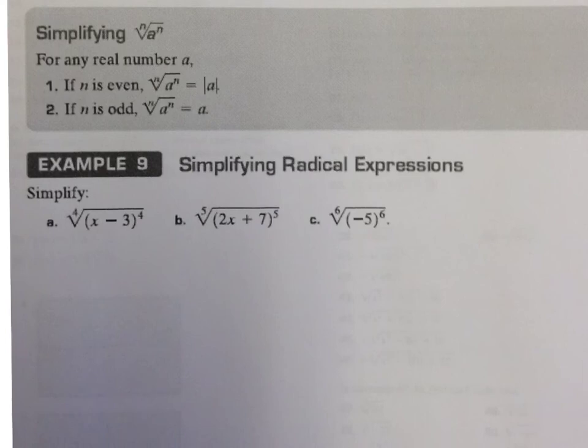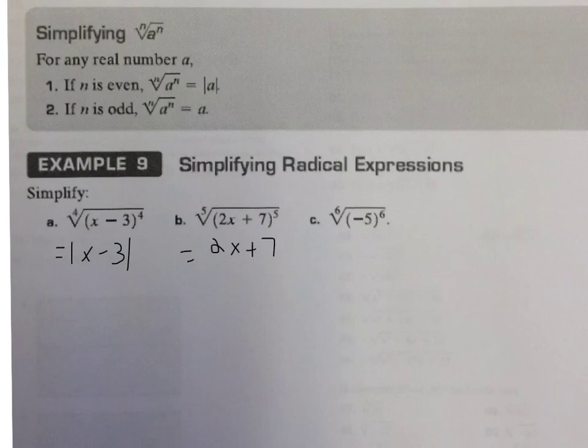A, we're taking the fourth root of x minus 3 to the fourth. N is definitely even. We're going to need the absolute value symbols. And just like with square roots, the fourth root will cancel out a fourth power, and we're going to get the absolute value of x minus 3. B, fifth root of 2x plus 7 to the fifth. It's an odd root now. We don't need the absolute value symbols, and the fifth root will cancel out with the fifth power, so we get 2x plus 7.